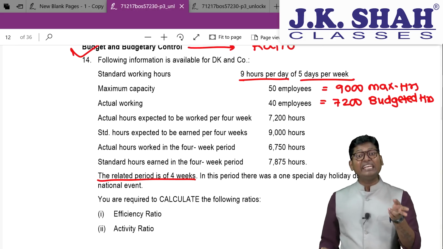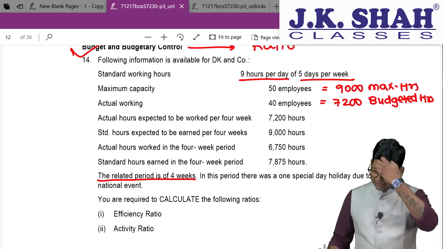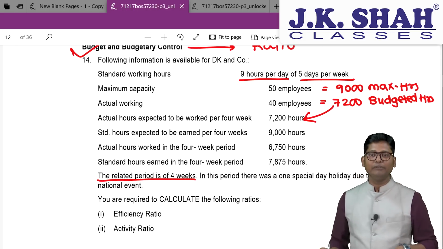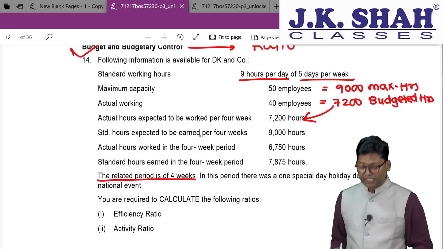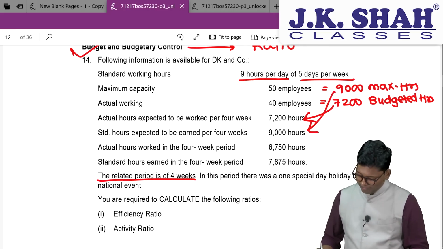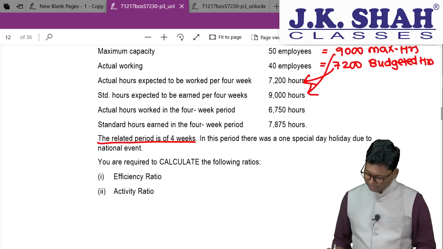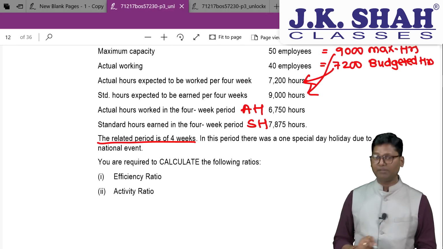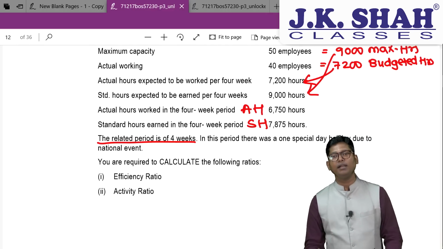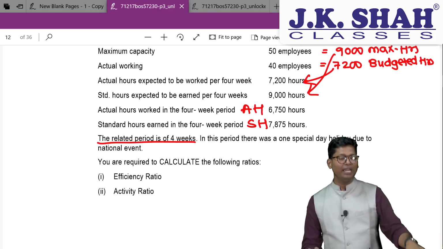Actual hours expected to be worked: the same number which we have computed. The next point says standard hours expected to be earned. This is nothing but your maximum hours. They have given you separately. These are the actual hours worked, and these are the standard hours given in the question. So this is the game of 4 hours: maximum, budgeted, actual, and standard.